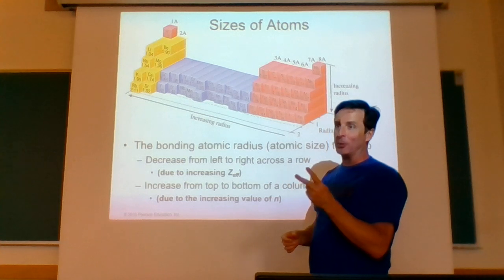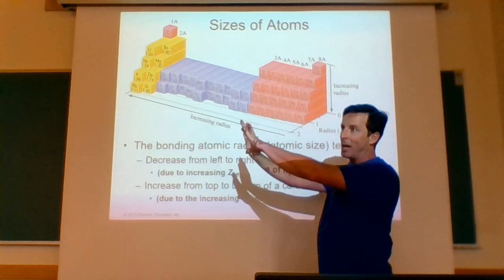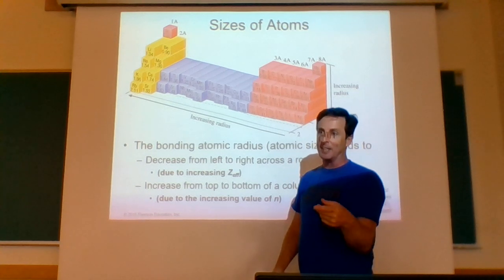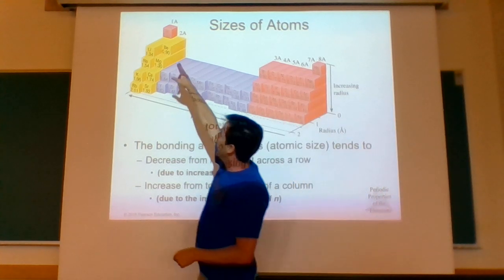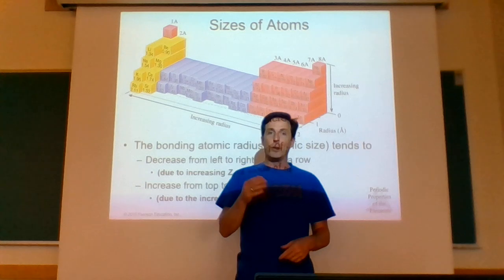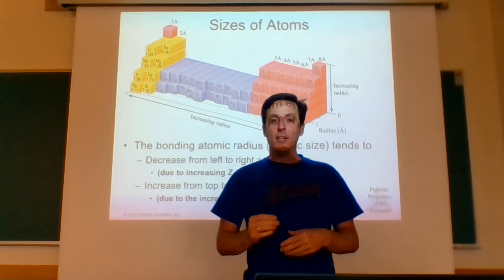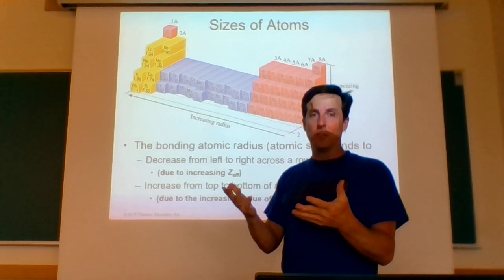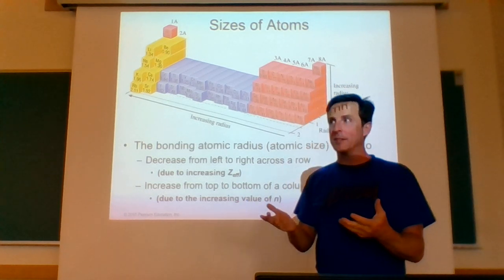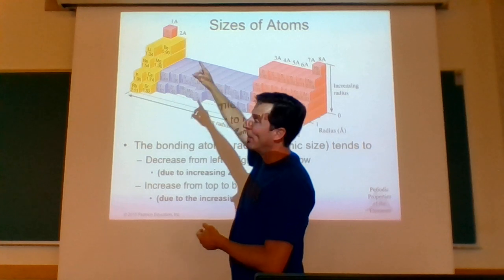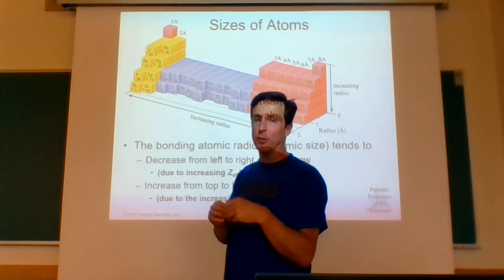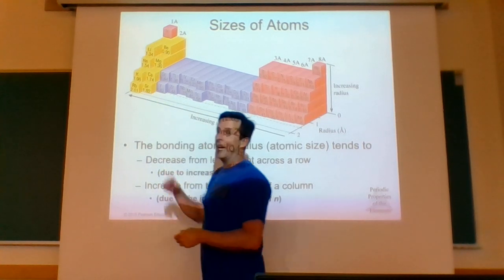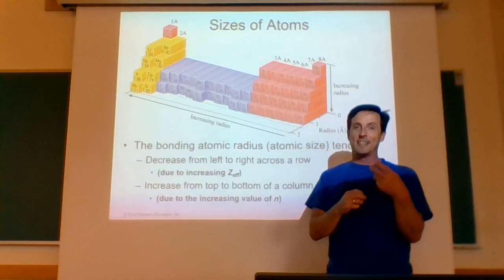Well, I need to address two things. Why does it increase going left, and why does it increase going down? I'm going to address the second one first. It increases as we go down because, as we learned with electron configurations, every time you drop down a row, we're always opening up a new shell, a new energy level for the electrons to go into. So hydrogen only has an electron in the first shell, in the 1s orbital. Lithium, we just put an electron into the second shell.